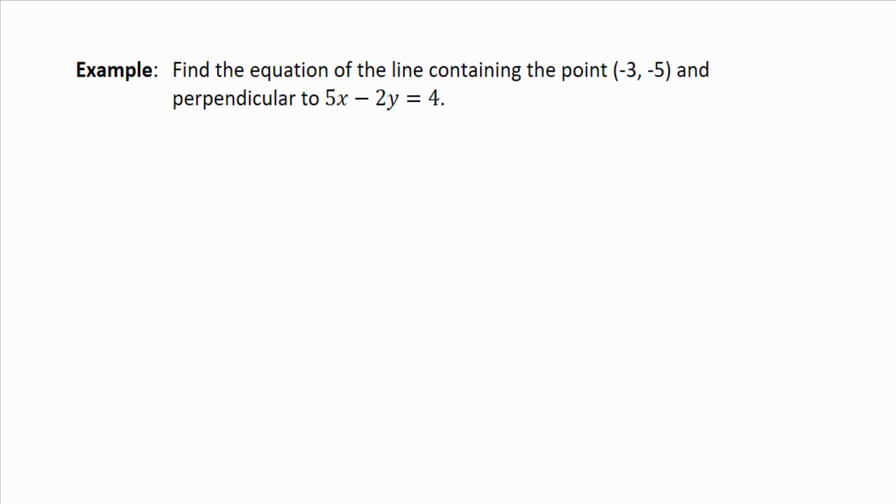Find the equation of the line containing the point (-3, -5) and perpendicular to 5x minus 2y equals 4. In these problems where you're not given the y-intercept, you're always going to use y minus y1 equals m times (x minus x1). That's the rule in this class.